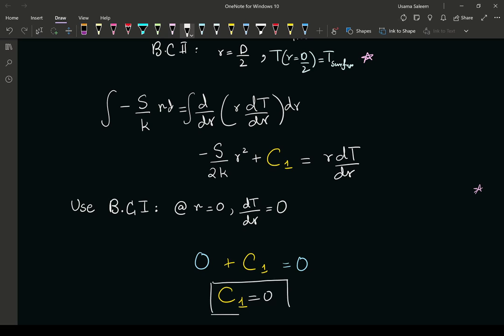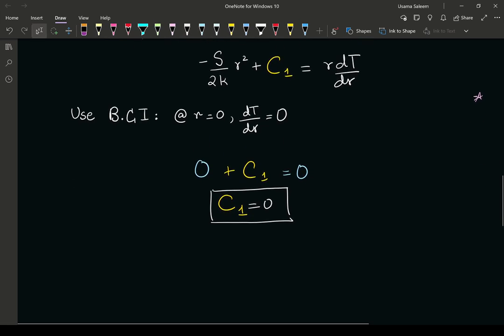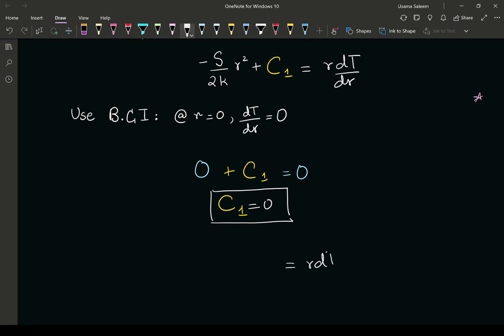c1 is equal to 0. There we go. And this is the point where I say nice, because my r dT/dr equals negative s over 2k times r squared.